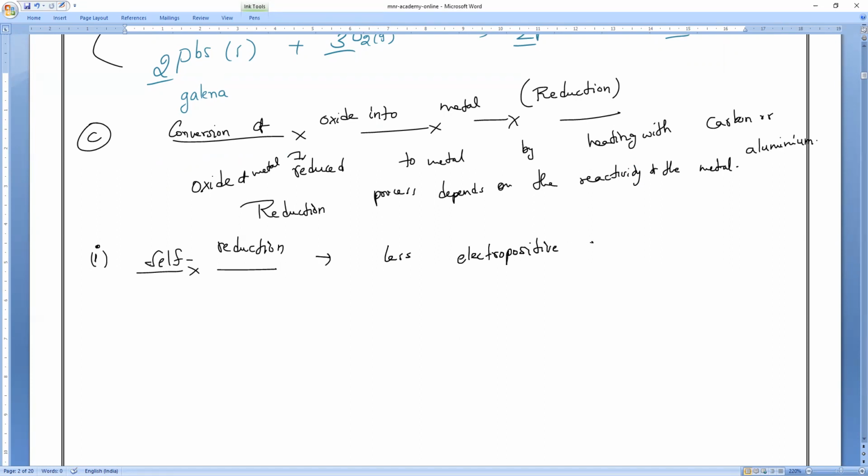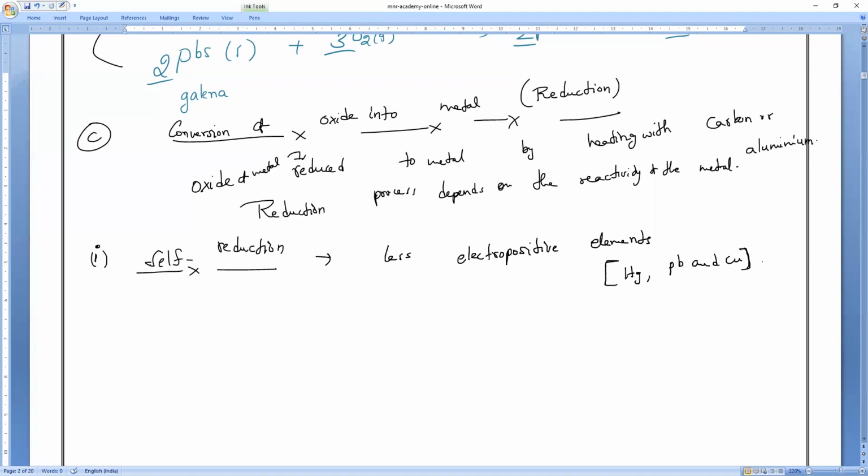Less electropositive means, are they more reactive or less reactive? Please respond. I'll give the examples: mercury, lead, and copper, etc. So tell me now, are they more reactive or less reactive? Less reactive.